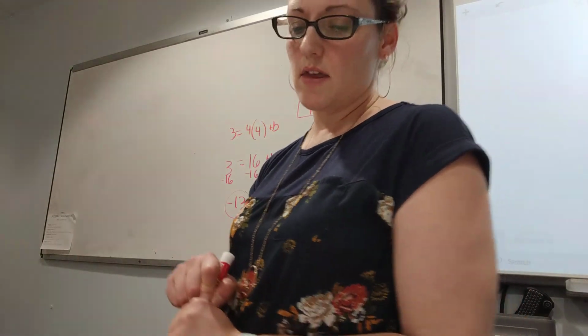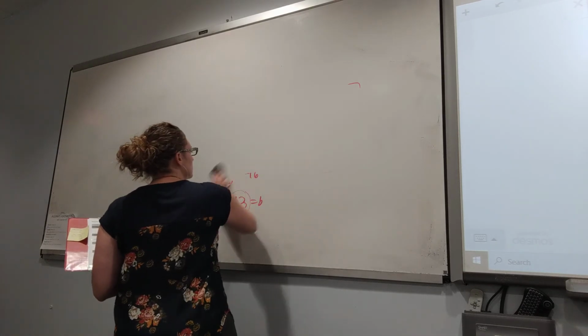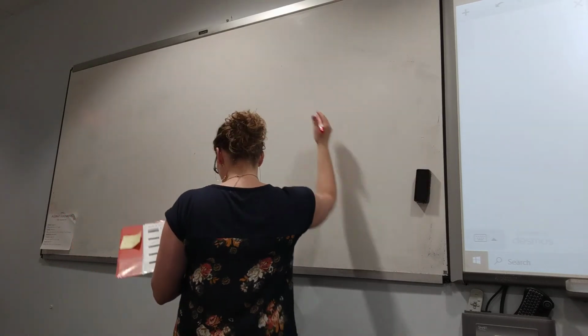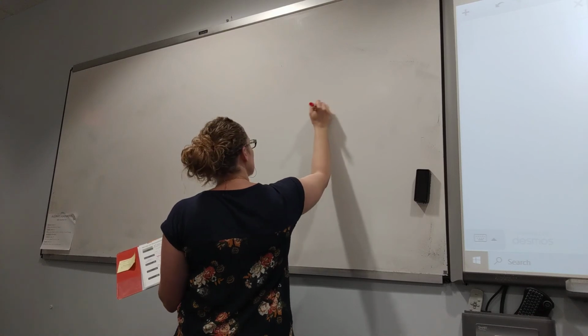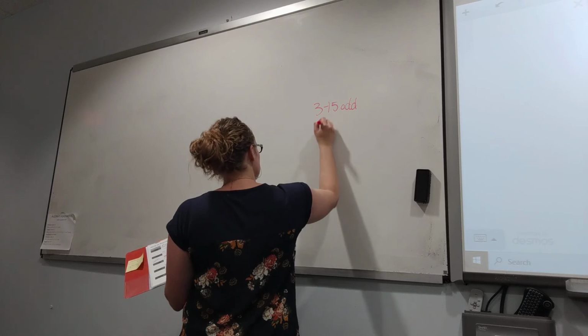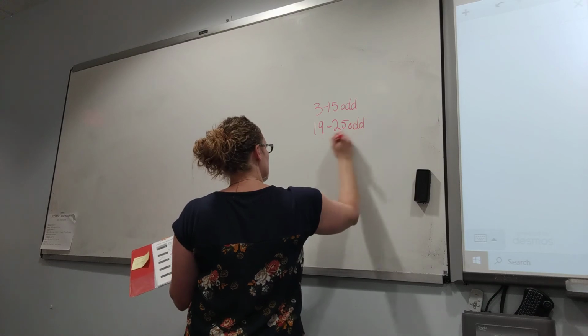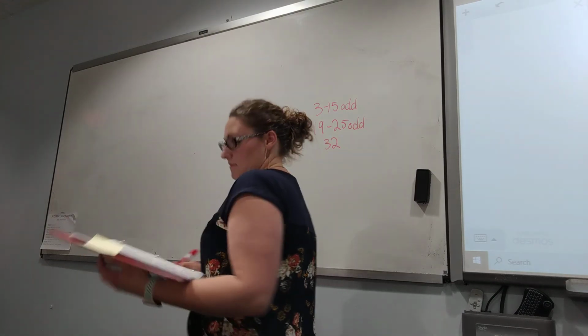Your homework is page 322, number 3 through 15 odd, 9 through 25 odd, and then 32. I'll write this on the board too. Let me write that down. That is your homework.